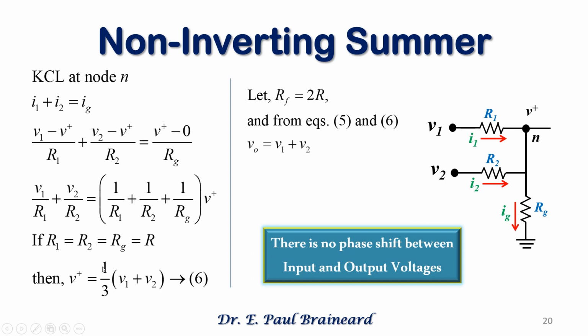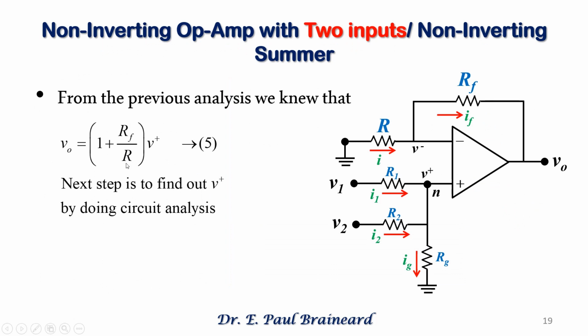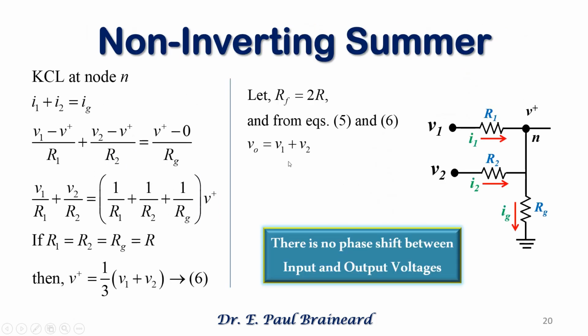Also, let us make another assumption: R_F is equal to 2R. Therefore, from equations 5 and 6, the output voltage V0 will become equal to V1 plus V2. As said earlier, there is no phase shift between input and output voltages.